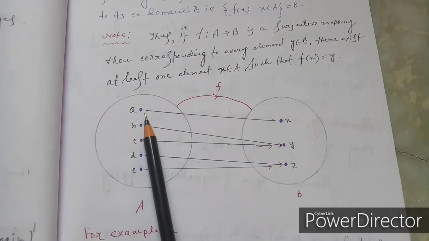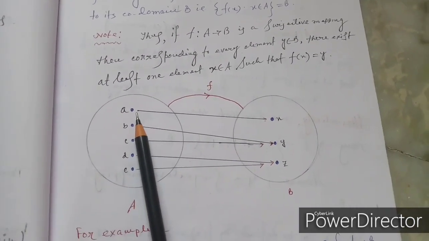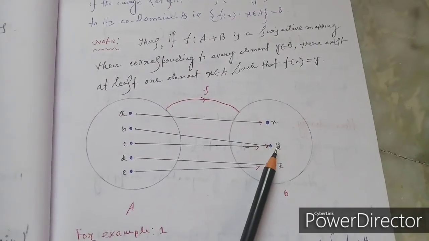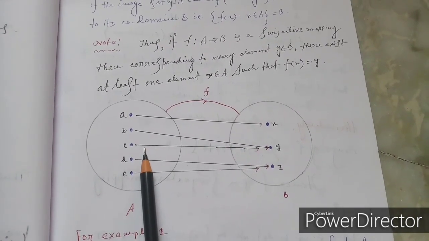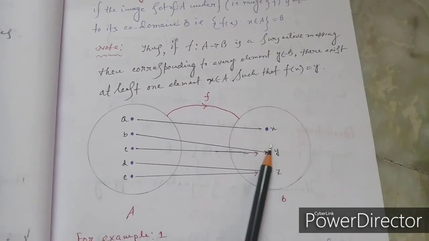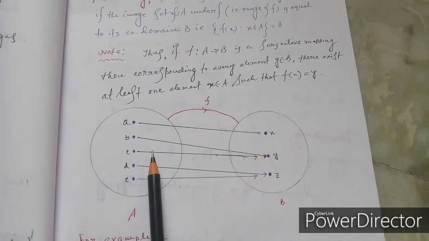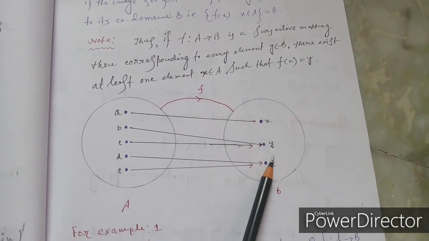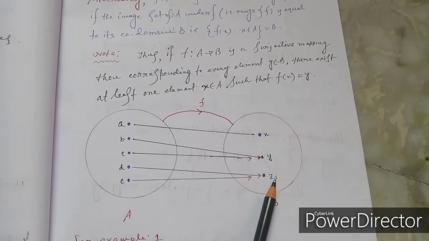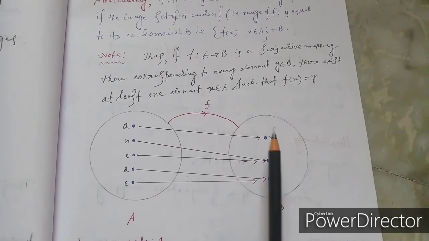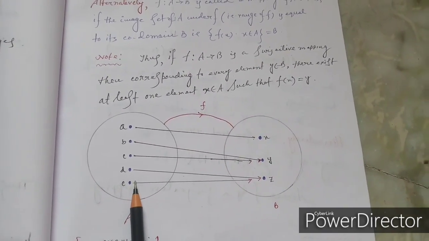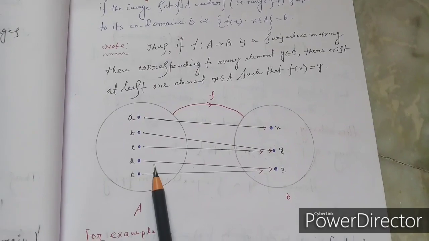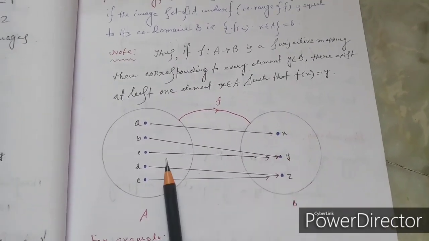So x has at least one pre-image, exactly one pre-image here. Now for y, the image of b under f is y, and the image of c under f is y. So y has two pre-images, b and c. At least one is there, so it is a surjective mapping. Look at that. So z, what is the pre-image of z? d and e. So z also has at least one pre-image. That means all elements in the codomain have at least one pre-image in the domain. Got it? That's why this mapping is a surjective mapping.